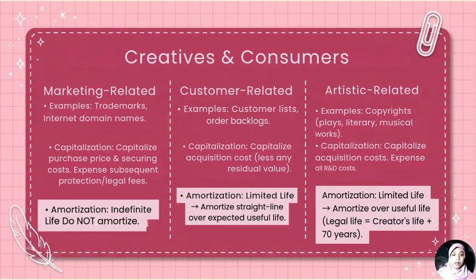Okay, so now I will explain the first three types of intangible assets. The first one is marketing-related intangible assets. These assets are mainly used to promote products or services and help companies build their brand identity. Examples include trademarks and internet domain names. For example, a logo, brand name, or website can help customers recognize a company more easily.